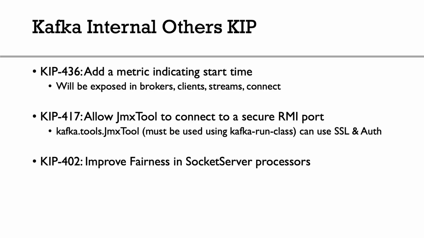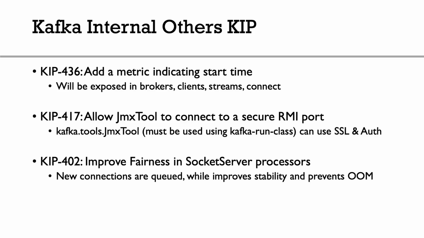Finally, there is a bit of performance and stability improvements. KIP 402 is improved fairness in the socket service processor. That means that before, new connections were queued and they were not resolved in time, but now new connections are queued and they're resolved in time. It will improve stability and prevent an edge case of out-of-memory error.